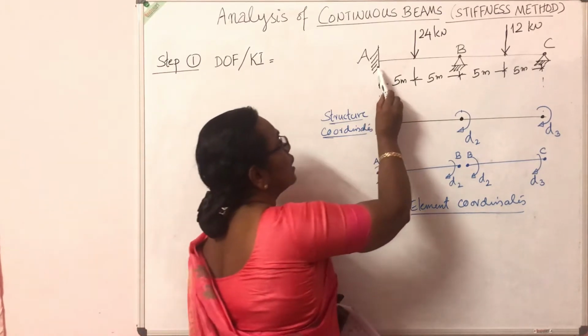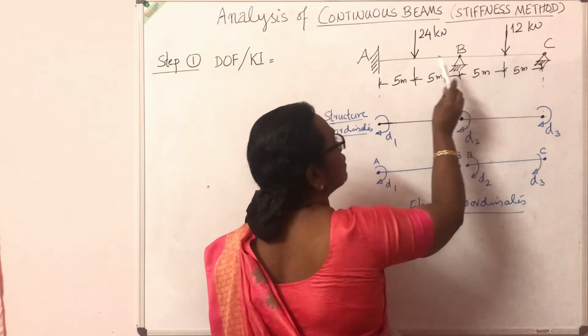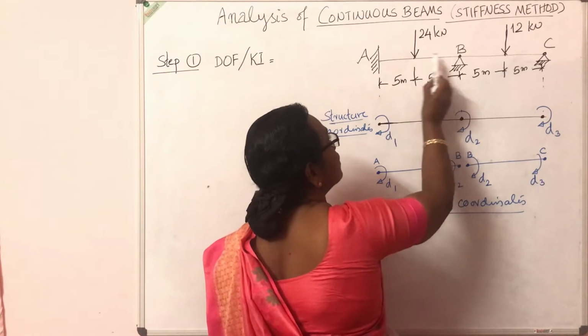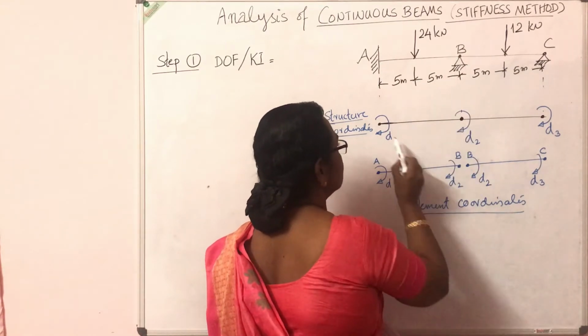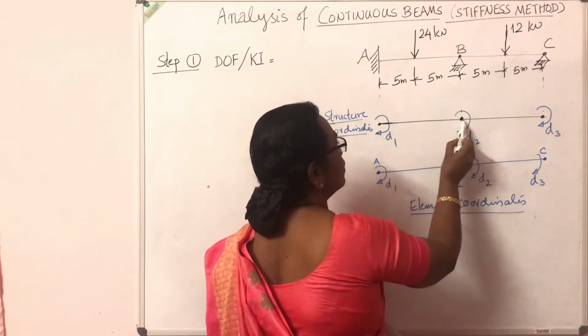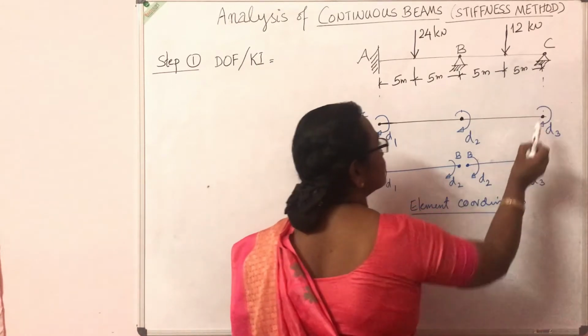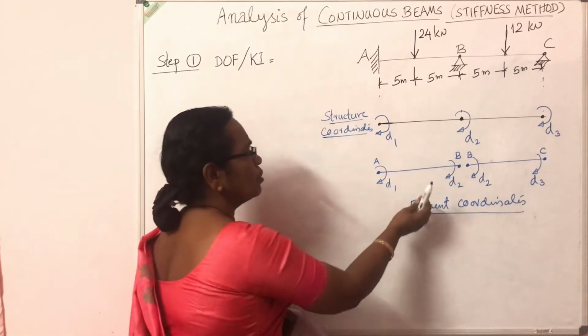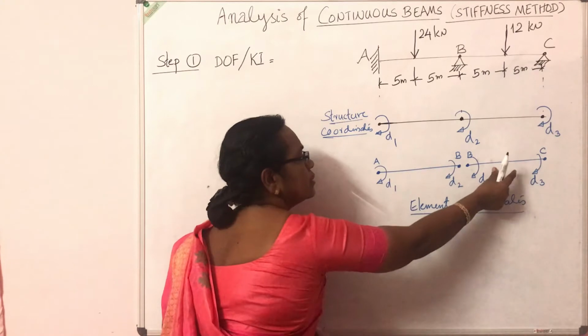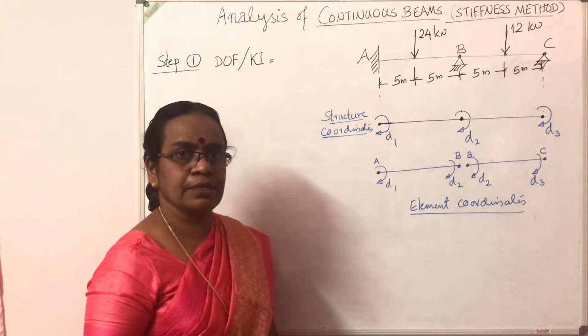So this structure A, B, C can be taken as the assembly of two elements. We will be selecting nodes. We select nodes at A, B, and C. And it is an assembly of two elements, A B and B C.